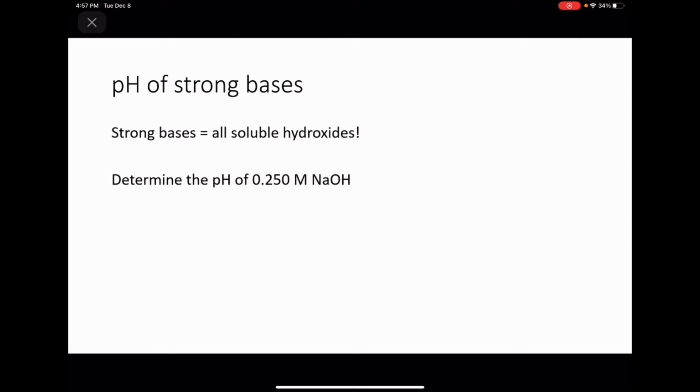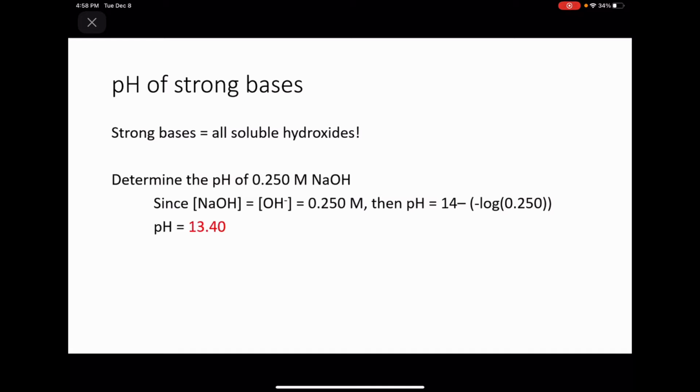Let's determine the pH of a 0.25 molar sodium hydroxide solution. We know the sodium hydroxide and the hydroxide concentration are the same, so our pH is just going to be 14 minus the negative log of 0.25, because pOH is the negative log of the OH minus concentration, and so that pH is 13.4. Pretty simple, because we know with strong bases there's a complete dissociation into OH minus.